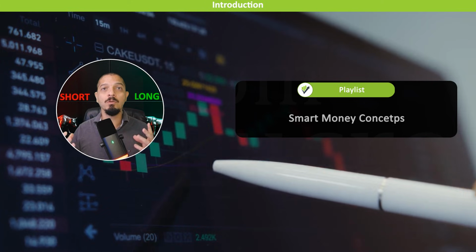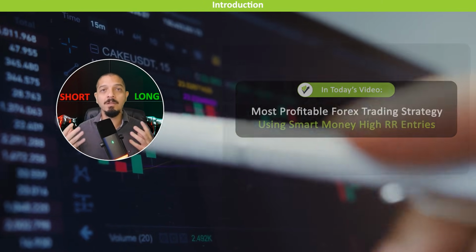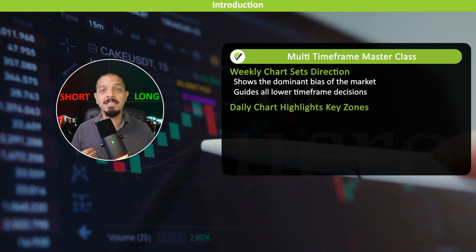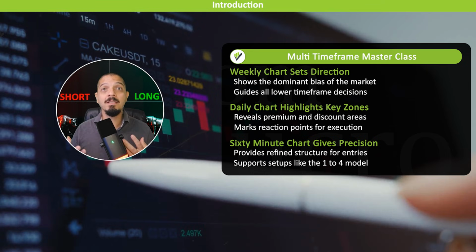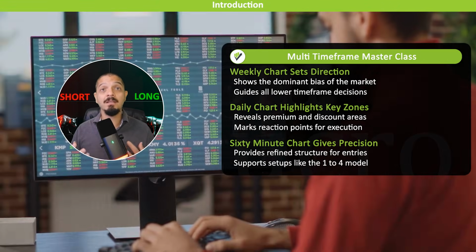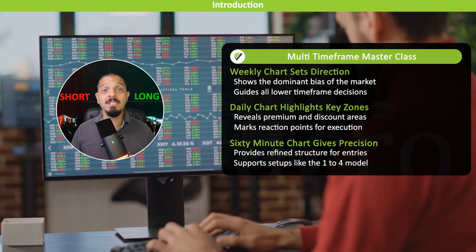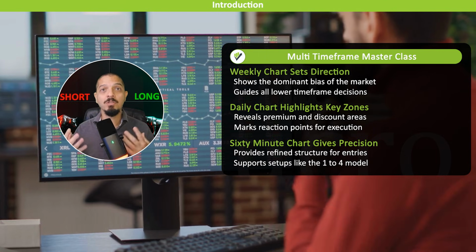Today we're going to walk through a multi-time frame masterclass showing how structure develops from the weekly chart down to the 60-minute chart and how these layers reveal clear trading opportunities. In this video, you will learn how the weekly chart sets direction, how the daily chart highlights the key zones, and how the 60-minute chart gives you precise execution timing.